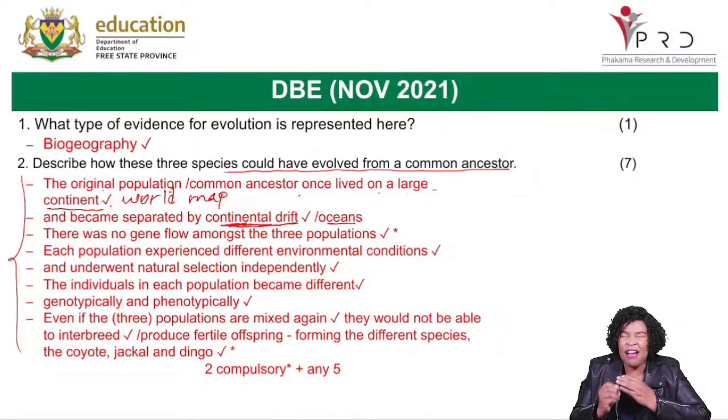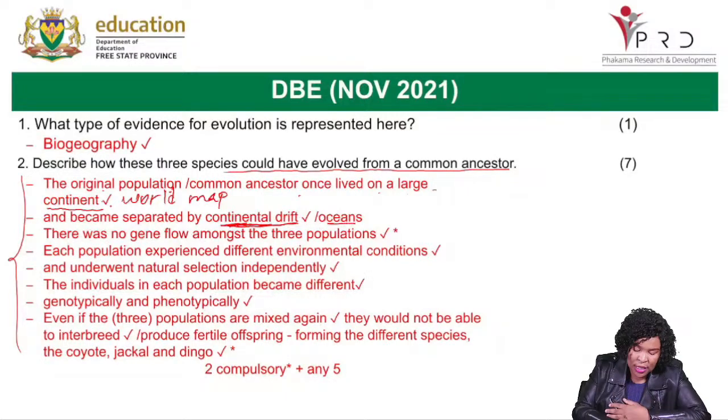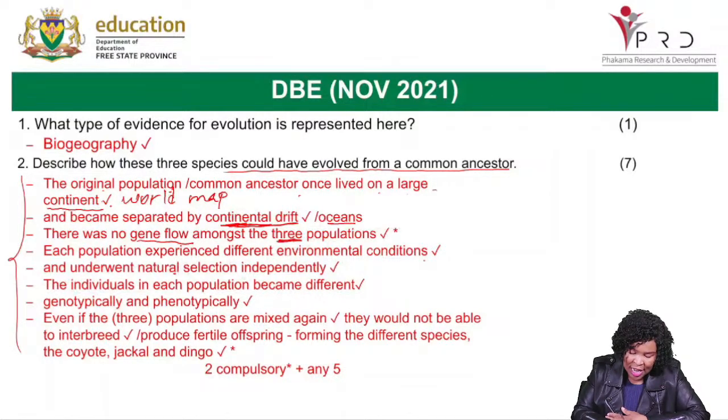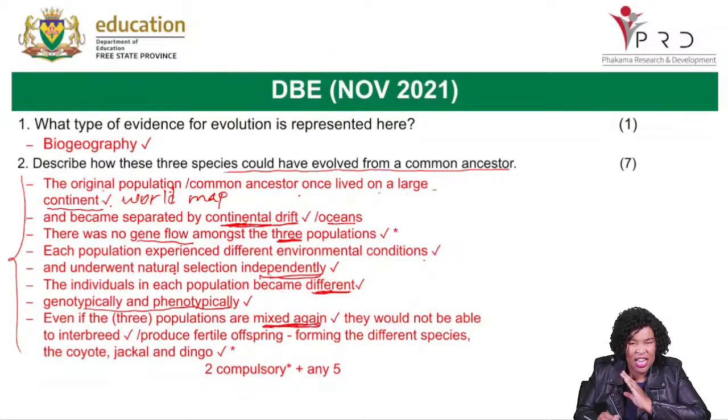And then after separation, no gene flow amongst the 3 populations. And remember, because we are talking about the 3, you must still apply the example. And then each population experienced different environmental conditions and underwent natural selection independently, and they became different genotypically and phenotypically. Even if the 3 populations were to mix again, just for saying even if they were to mix again, you get a mark.